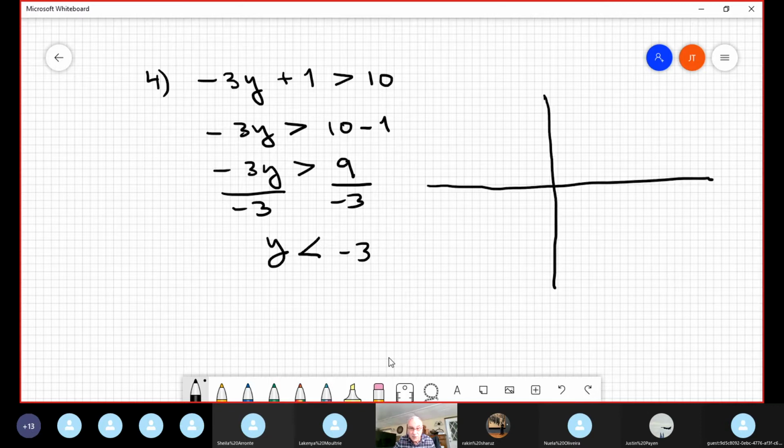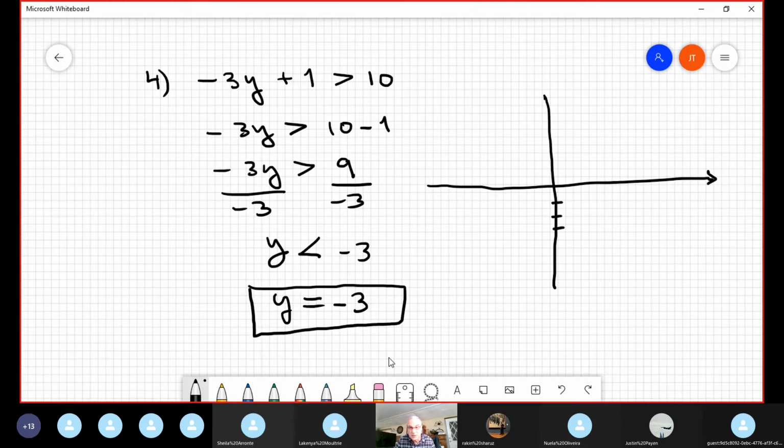I temporarily convert to an equation. I realize this is a horizontal line and the x is missing, passing through negative 3 here. 1, 2, 3. This line. And what line? This line is a dotted line. How do you know it's dotted? Because I don't see any equal sign. Now you shade. What part do you shade, below or above the line? Less than is below. Below the line.